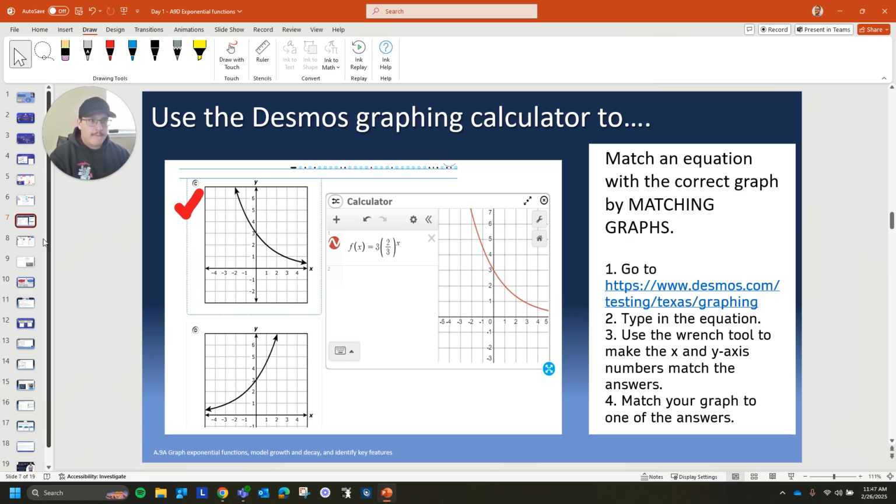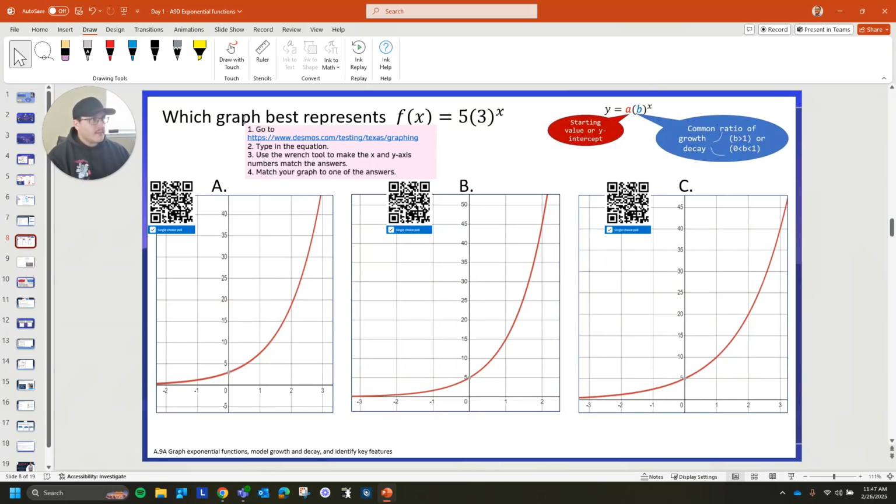We're going to use what we know about exponential functions and try to match it with the following question that's about to come up. Okay, so for this problem, which graph best represents f of x equals 5 times 3 to the x power? So we're going to type this into Desmos and then figure out which one matches that graph.